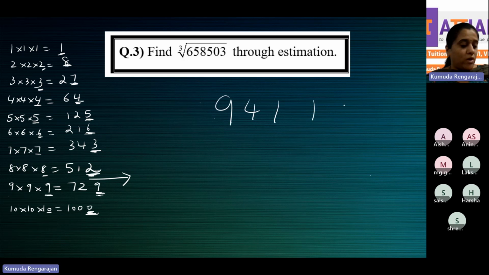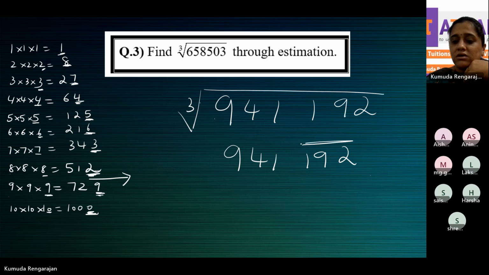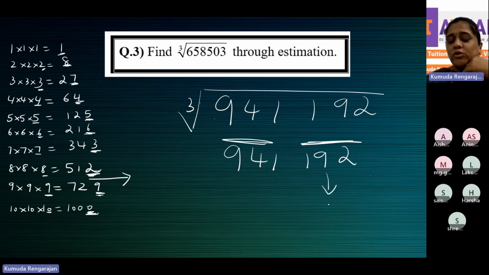941192. We have to estimate the cube root of this number. 941192 ends with 2, so the cube root will end with 8.